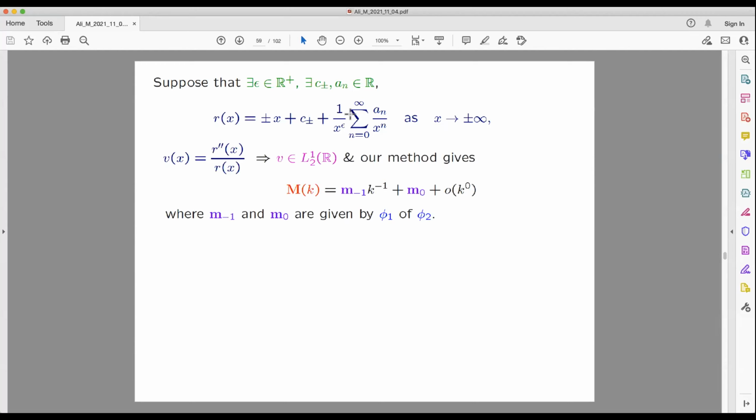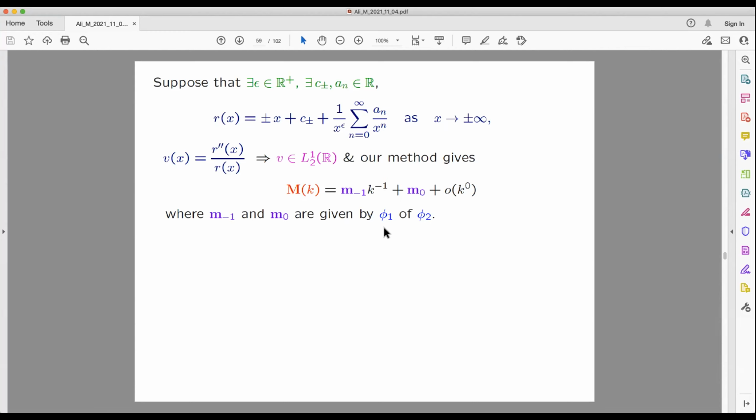Now, with this ansatz, this potential belongs to this class L12. So our method will give the first two terms in the expansion of the transfer matrix. And that's why we took this to be of that form. But you see, in order for us to get something calculated, we needed this phi1 and phi2. These are solutions of the zero energy Schrodinger equation.